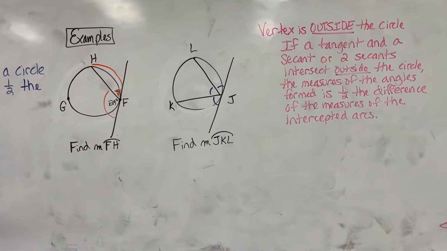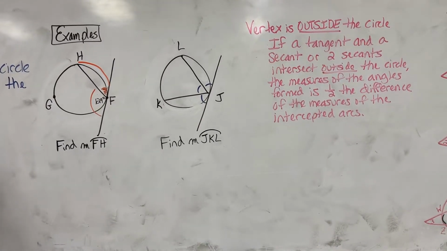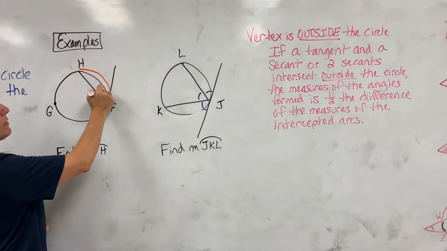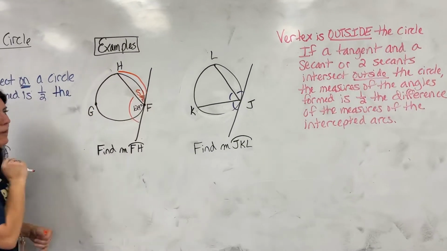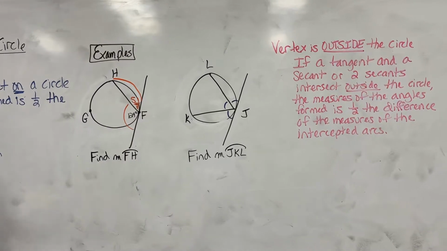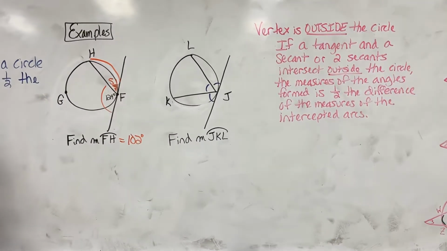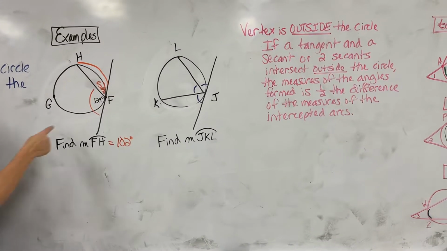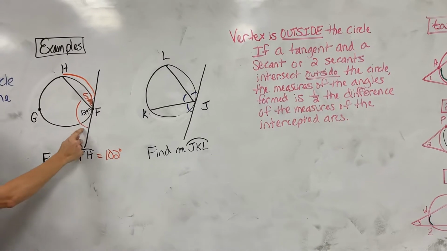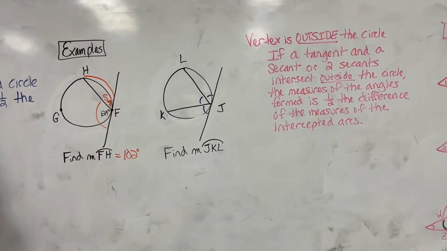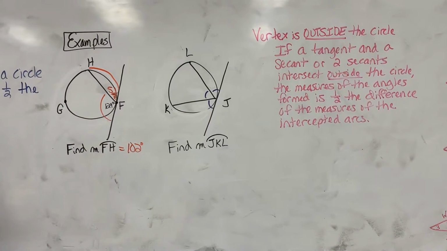180 minus 129, what does that give me? 51. So if this angle is 51, we can multiply by 2, and that'll give me arc HF. What's 51 times 2? 102. More than one way to approach this. You also could have done 129 and multiplied by 2, which would give you this big arc, HGF, and then subtracted that from 360, and that would have given you the other arc. Just another way to look at it.